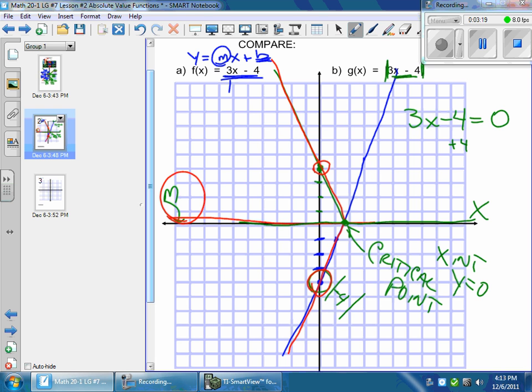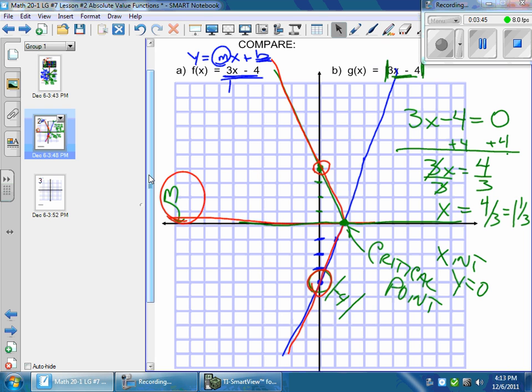Add 4 to this side, add 4 to that side. Check it out. 3x equals 4, divide by 3, cancel, cancel. x equals, clear some room here, 4/3, which is 1 1/3, right? Look where you're at, about 1 1/3, right there. There's the 1 1/3 point.